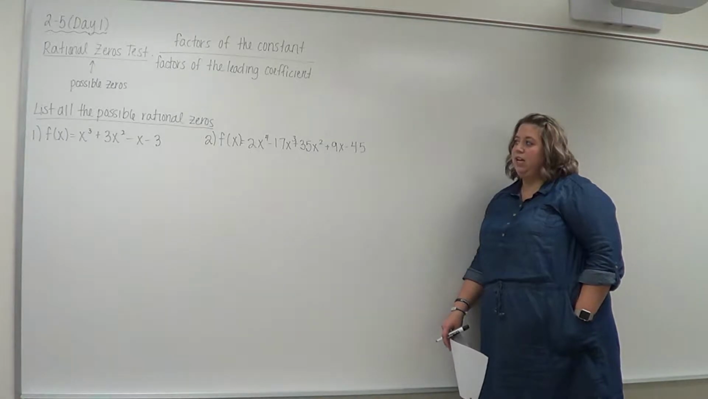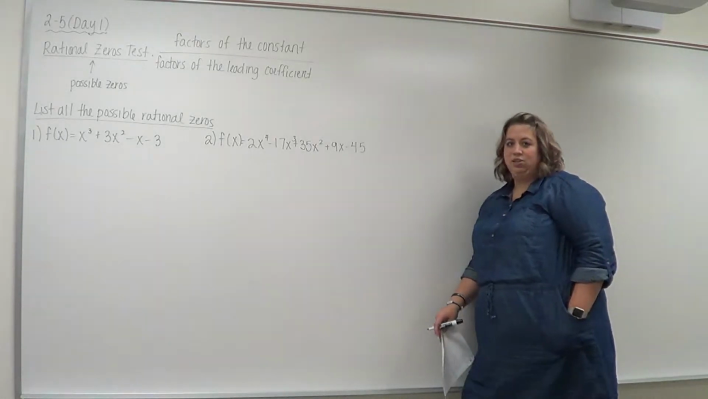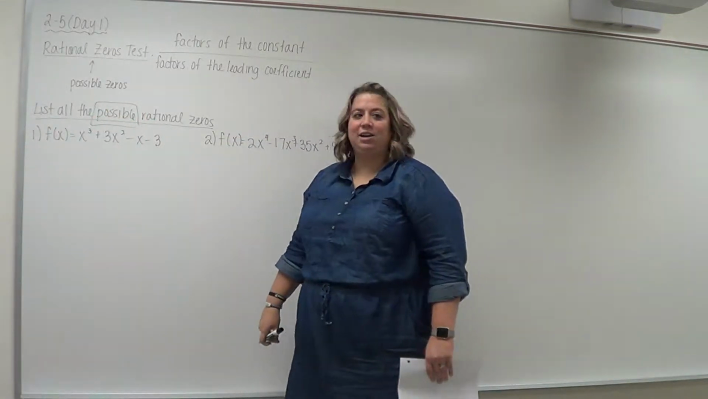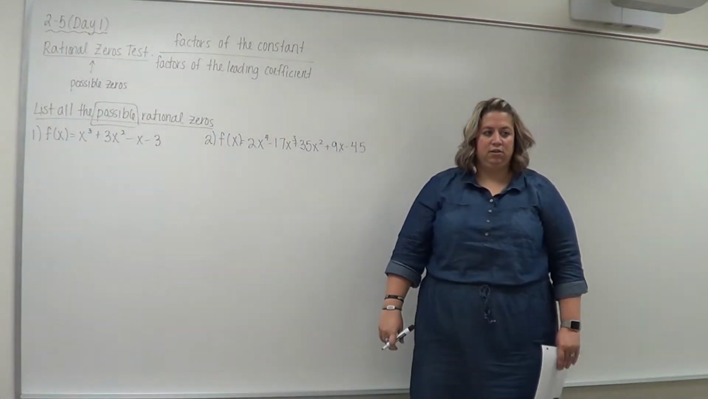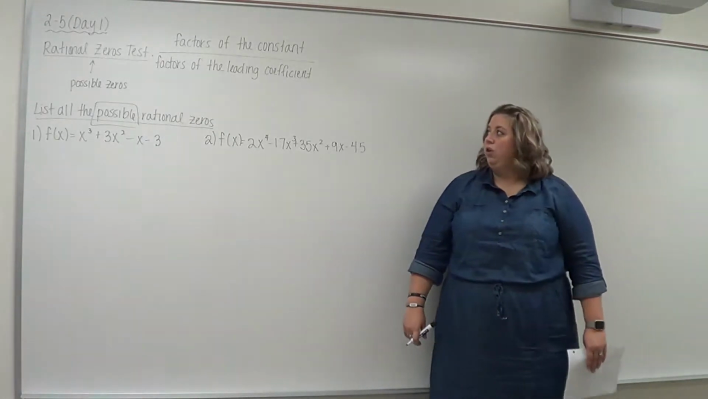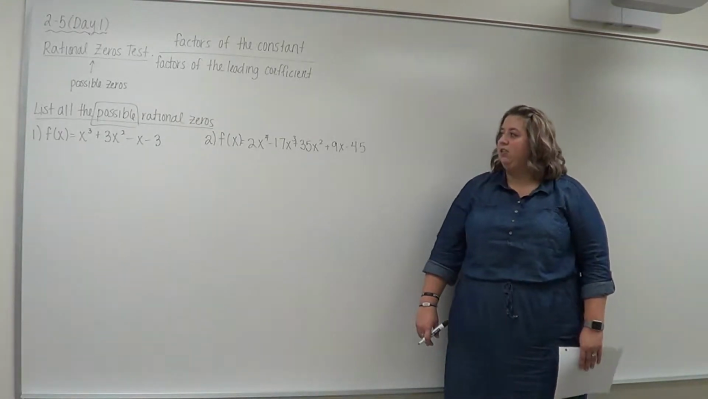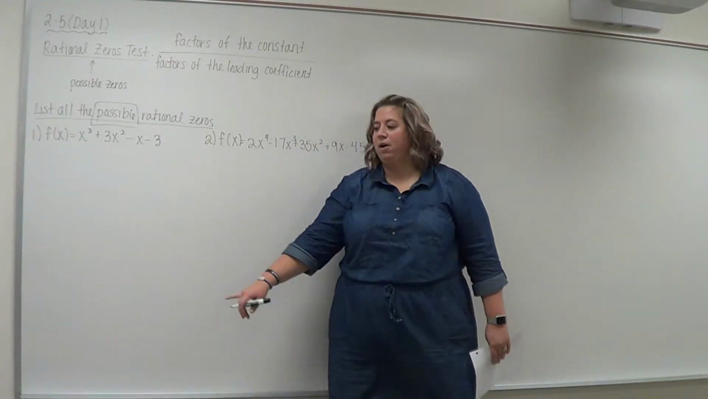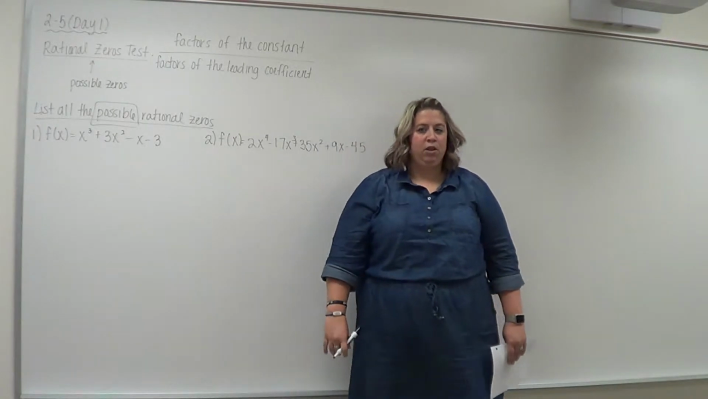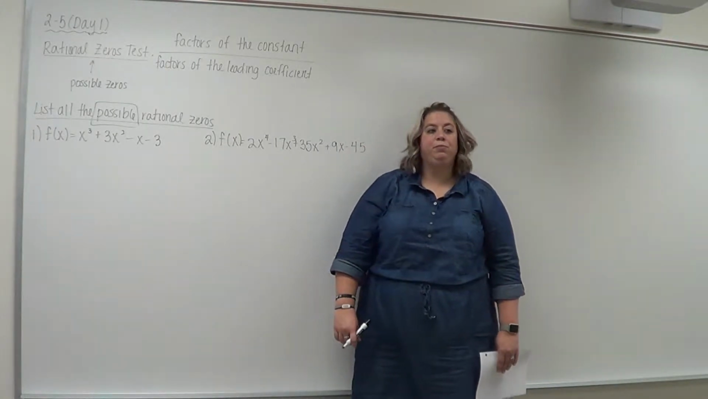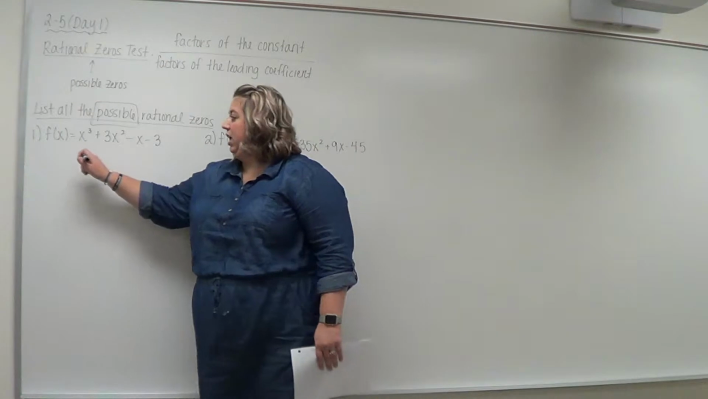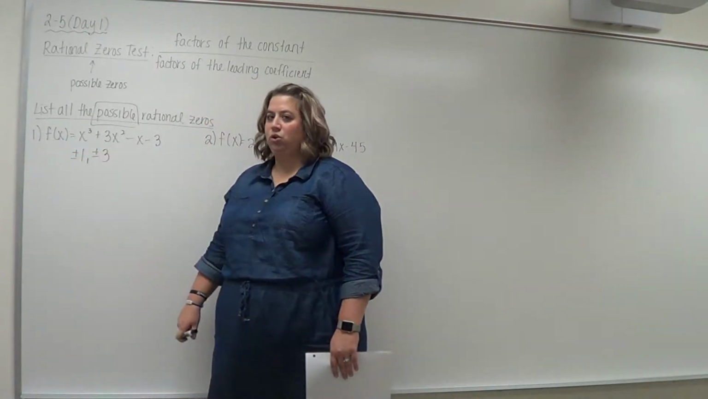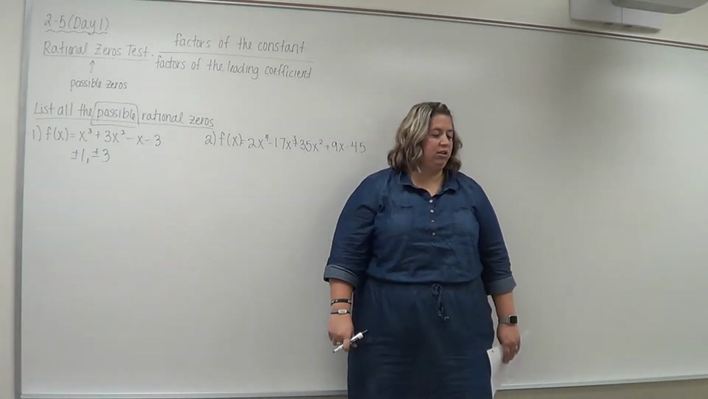Okay, so when you're listing all the possible rational zeros, here's your keyword: possible. You're not actually solving anything on these. So first thing I'm going to do on top is the factors of the constant. Your constant is 3. Don't worry about whether this is a plus or a minus. So what are your factors of 3? 1 and 3. Each factor can be positive and negative, so I'd have plus or minus 1, plus or minus 3.